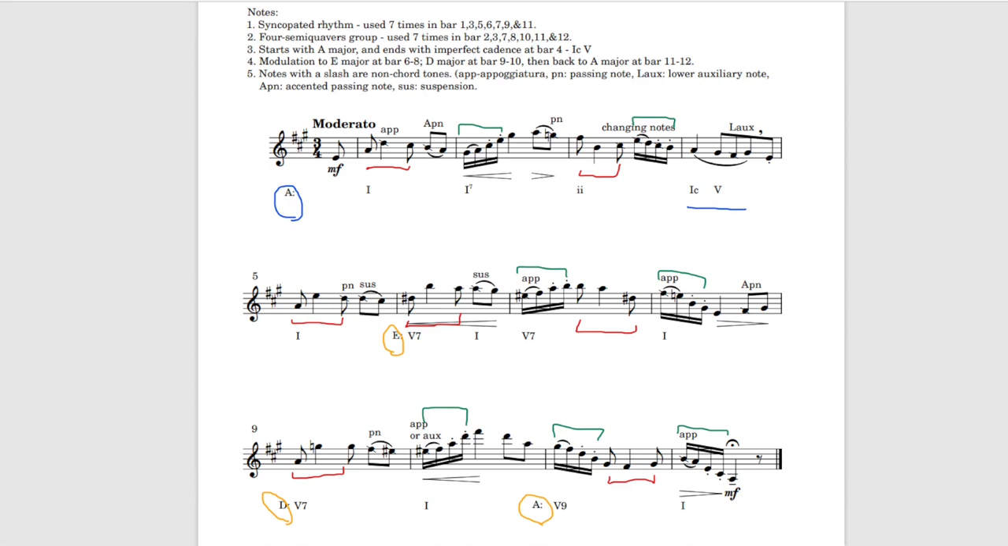Number 5. Notes with a slash are non-chord tones, such as appoggiatura, passing notes, lower auxiliary note, accented passing notes, suspension, etc. These help smoothen and decorate the melody.